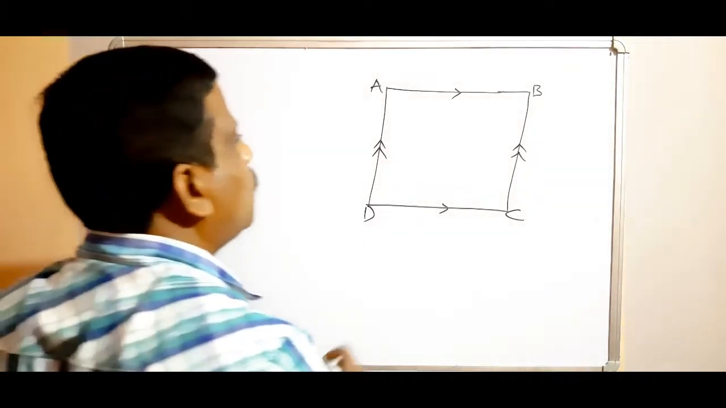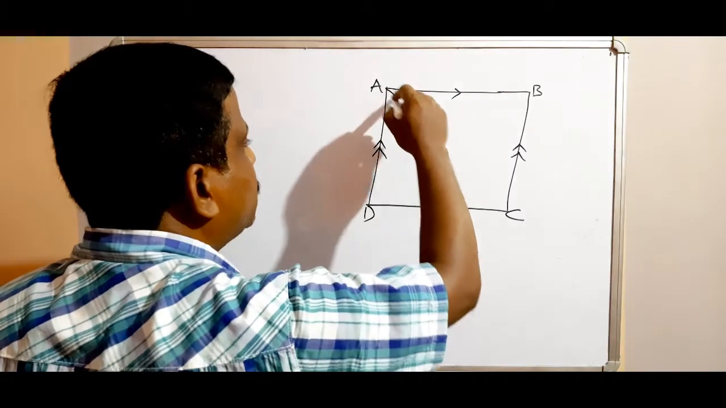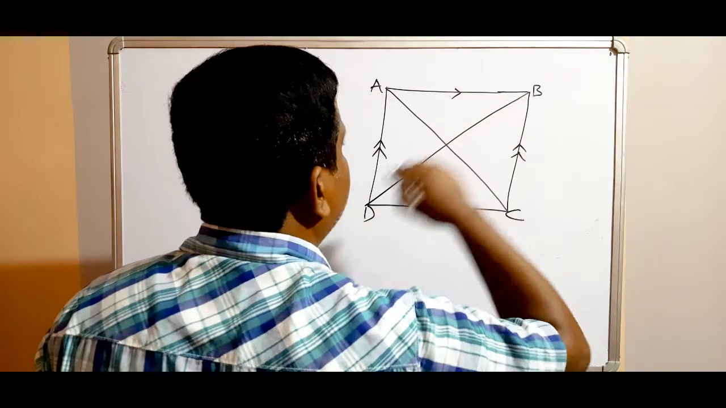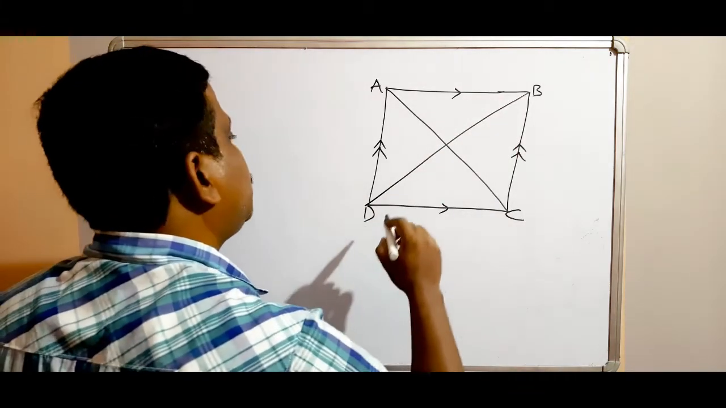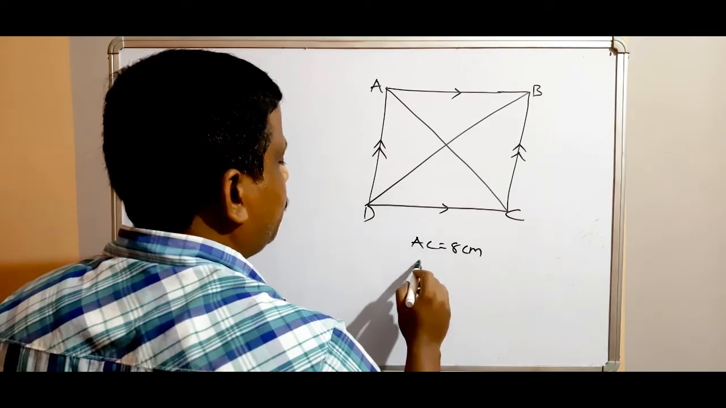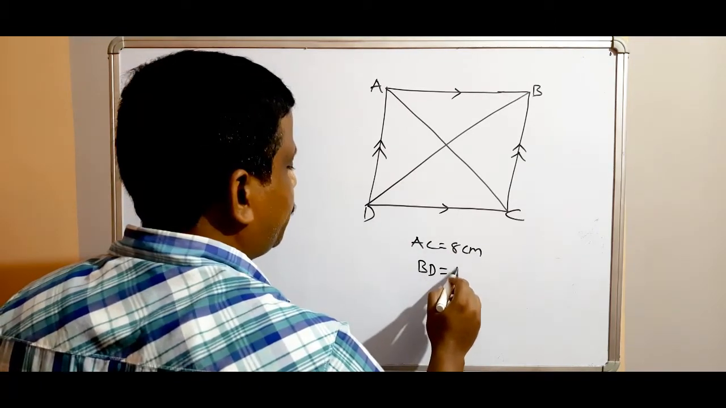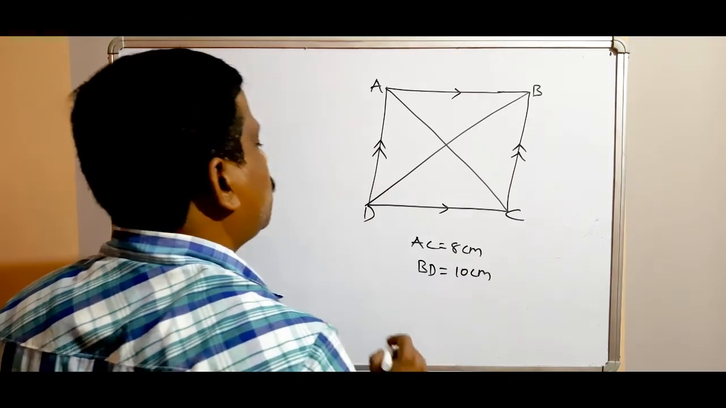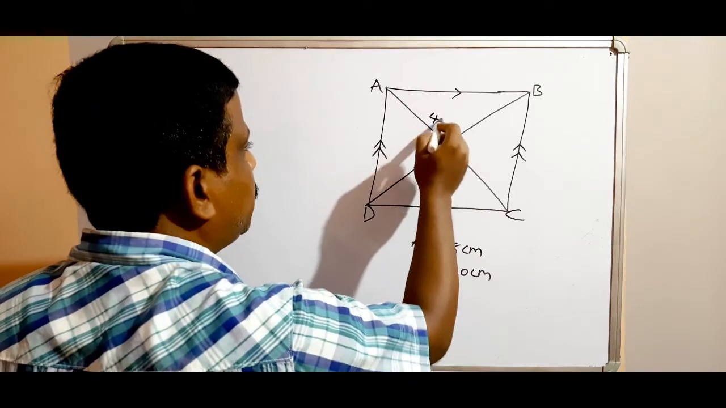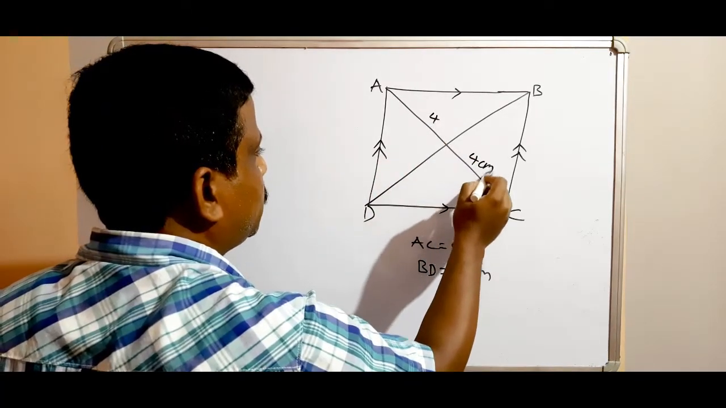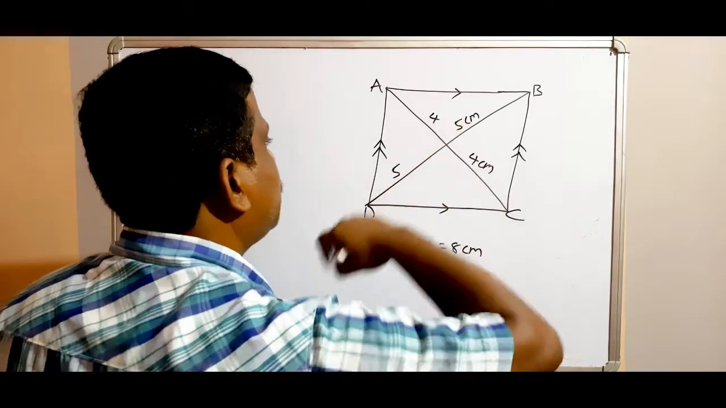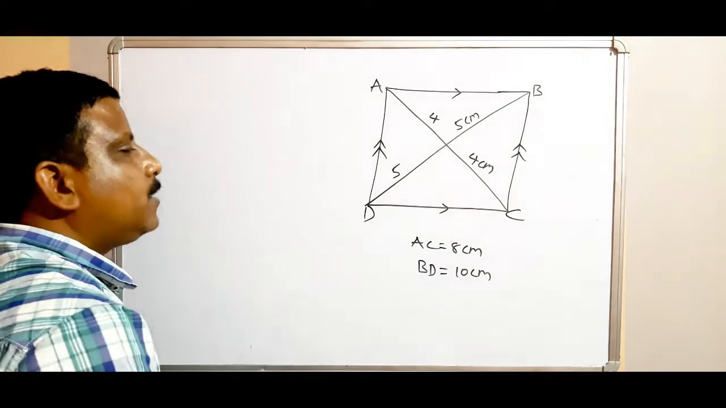And in a parallelogram, the diagonals bisect each other. AC is one diagonal, BD is another diagonal. Both the diagonals bisect each other. Suppose AC is equal to 8 cm and BD is equal to 10 cm. So AC and BD bisect each other means this is 4 cm, this is 4 cm, and BD 10 cm means this is 5 cm, this is 5 cm. Understood? The diagonals bisect each other.